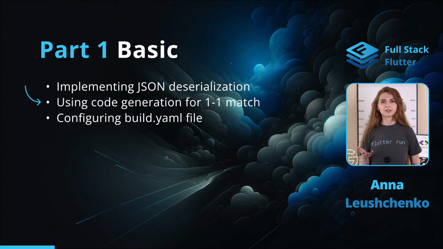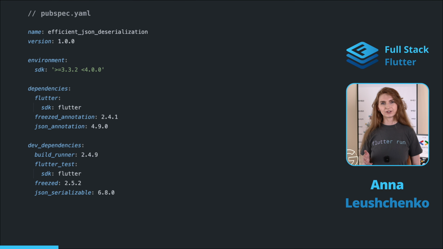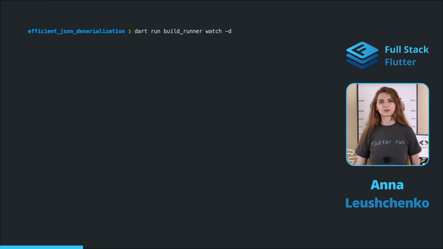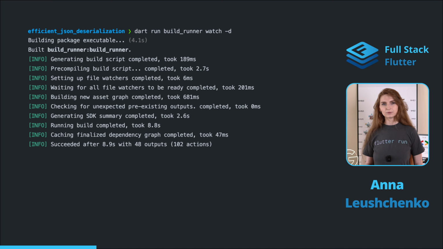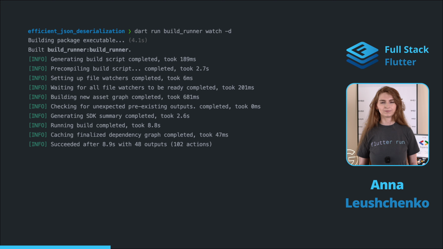To improve this implementation efficiency, let's now use code generation. We have to add these 5 dependencies to the Flutter project: build runner, JSON annotation and JSON serializable, and freezed annotation and freezed. And we have to run code generation by executing this console command: dart run build_runner watch. The output should look similar to this one.